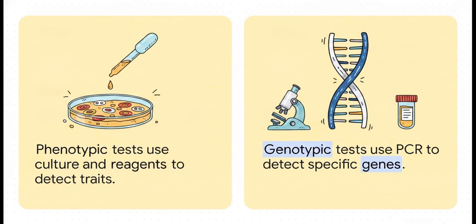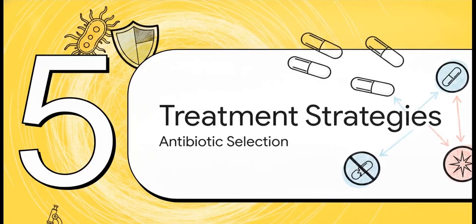Phenotypic tests use traditional culture techniques and reagents to sniff out the enzyme's characteristics. Genotypic tests, on the other hand, are absolute game changers. By using molecular methods like PCR, they can rapidly detect the specific genes themselves, like bla-KPC or bla-NDM, often directly from clinical specimens like blood culture bottles. Getting these specific rapid results drastically improves our ability to pivot away from broad empiric coverage and jump straight into targeted, life-saving therapies. And that leads us to our final section, Part 5, Treatment Strategies and Antibiotic Selection.